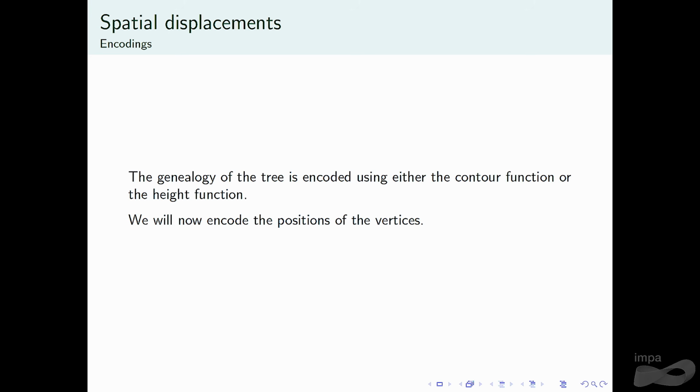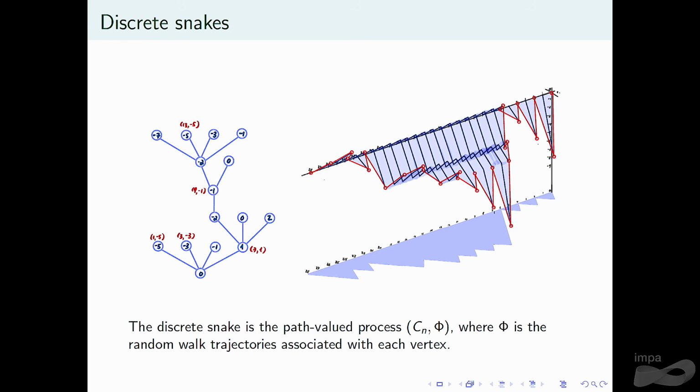The genealogy of these trees, as we've seen, can be encoded using the contour function or the height function. There are other ways of encoding this as well, but for the purposes of today, we're mostly going to focus on the height function and forget about the contour function. Now we want to find a way to encode the positions of the vertices, and this is where the notion of discrete snake comes into play. But what is the discrete snake?